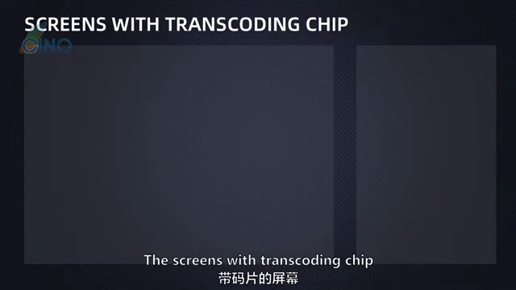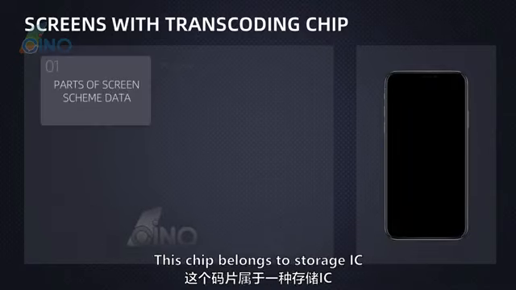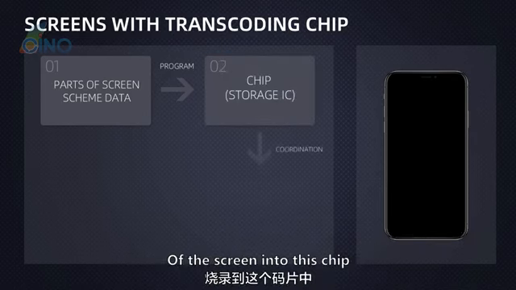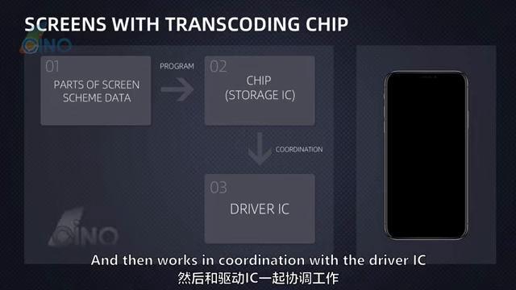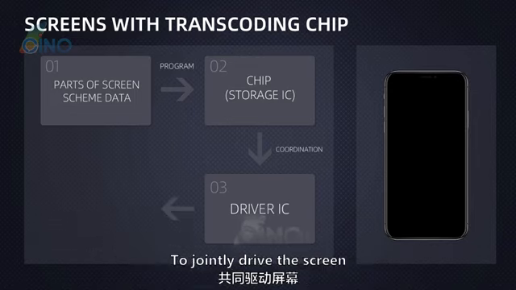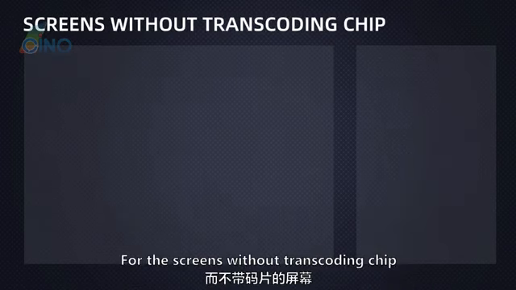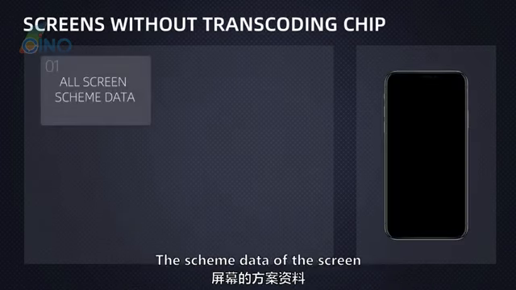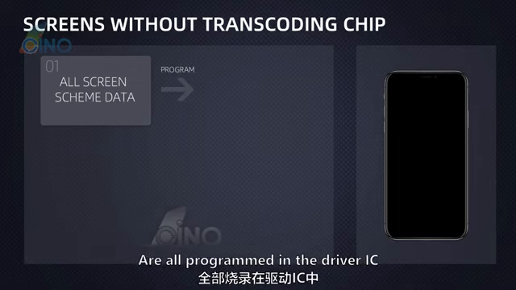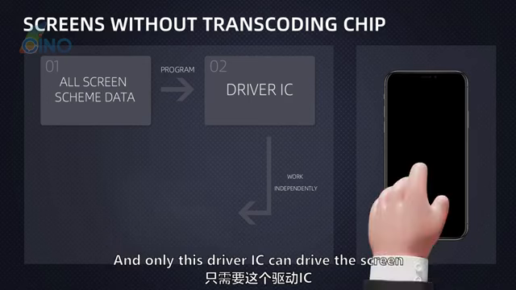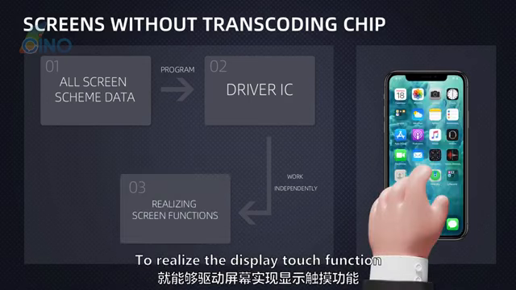The screens with transcoding chip: essentially, this chip belongs to storage IC, which programs part of the scheme data of the screen into this chip, and then works in coordination with the driver IC to jointly drive the screen to realize the display touch function. For the screens without transcoding chip, the scheme data of the screen are all programmed in the driver IC, and only this driver IC can drive the screen to realize the display touch function.